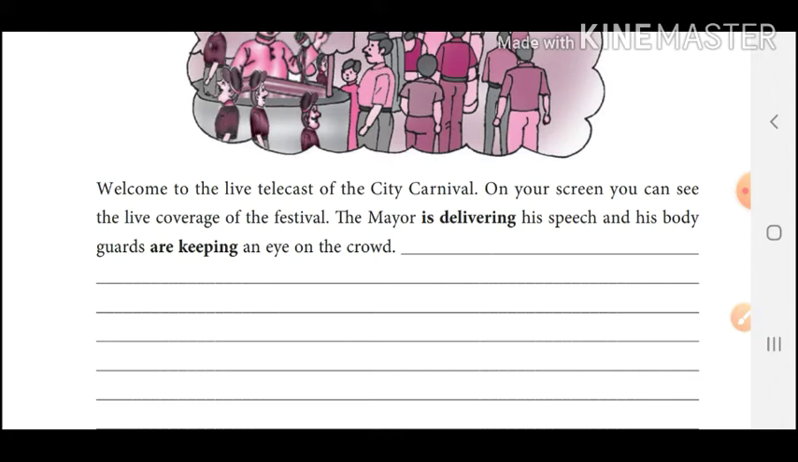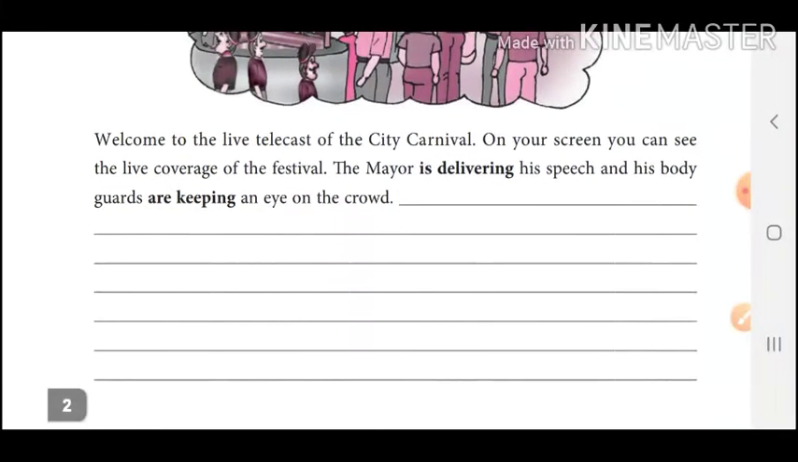Welcome to the live telecast of the City Carnival. On your screen you can see the live coverage of the festival. The mayor is delivering his speech and his bodyguards are keeping an eye on the crowd. Some people are listening to his speech. Many people are playing games at the stall. A girl is standing in front of the balloon shooting stall. Some people are waiting for their turn in the merry-go-round. Some of them are riding on fun rides. So in this way, you can cover a news.